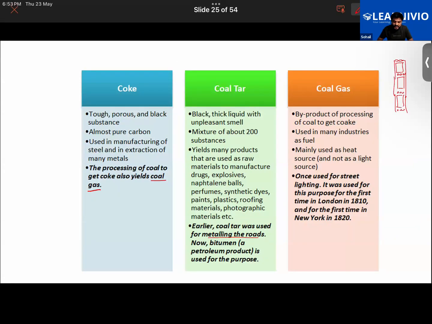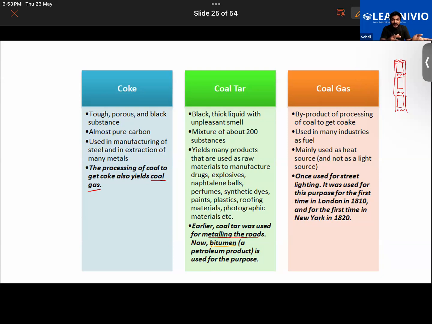But nowadays, instead of coal tar, we are using bitumen. Keep this in mind, bitumen is not a coal product. It is a petroleum product. Can you spell it? Bitumen, B-I-T-U-M-E-N. It's written over here as well. It's a petroleum product that is nowadays being used to metal the roads. All right, so that is the thing about it.